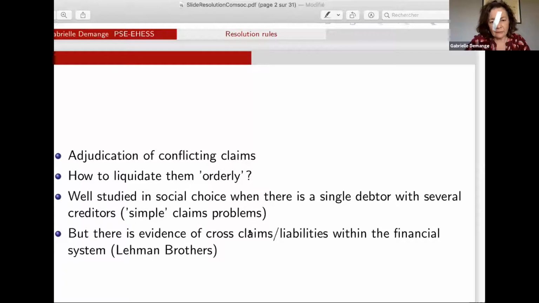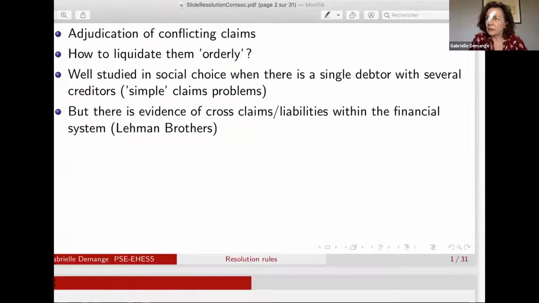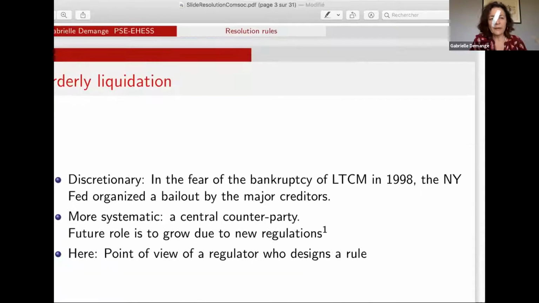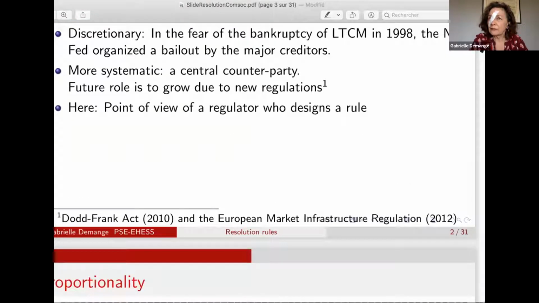There is evidence that you have complex liabilities and claims within the financial system. And it has been clear since, in particular, the bankruptcy of Lehman Brothers. So basically, I want to study rules like a social choice problem when you have to liquidate cross liabilities. And this is the point of view of a regulator, where you try to define, before knowing what type of problems you will face, what will be the solution.